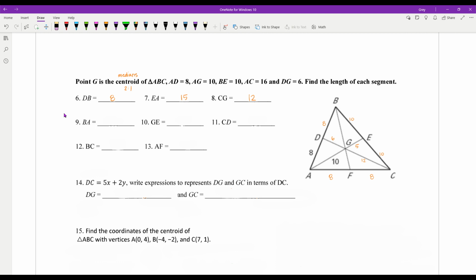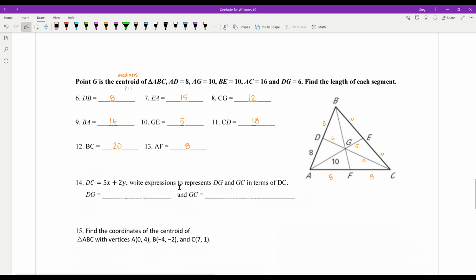BA is... BA. Got to put 16 because I got to add them together. GE is 5 from my picture. CD, I got to add them together. 6 plus 12 is 18. BC, where's BC? BC is adding 10 and 10 together, so that's 20. And AF is half of 16, which is 8. So, again, I hope y'all can see it's so much easier to go and label the picture and remember those relationships and then go answer those questions.